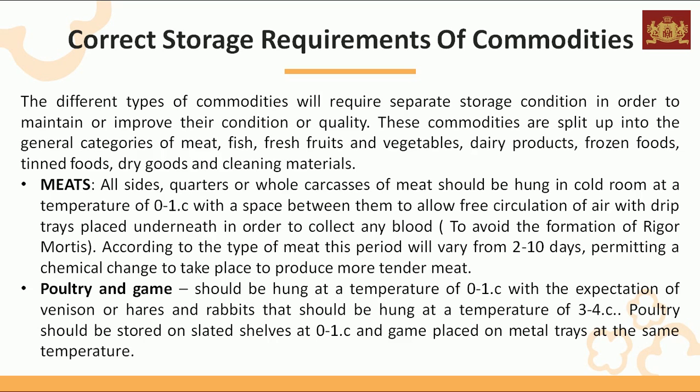Poultry and game should be hung at a temperature of 0-1°C, with the exception of venison, hares and rabbits, which should be hung at a temperature of 3-4°C. Poultry should be stored on slatted shelves at 0-1°C and game placed on metal trays at the same temperature.